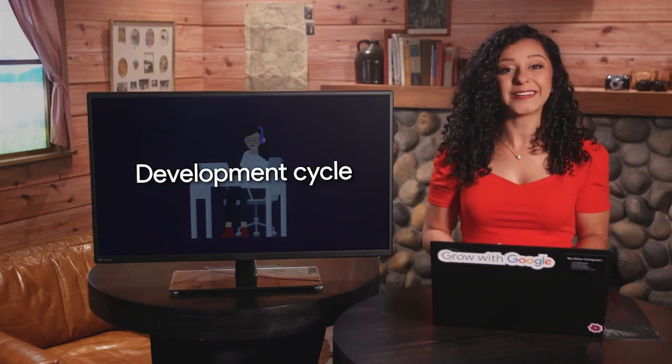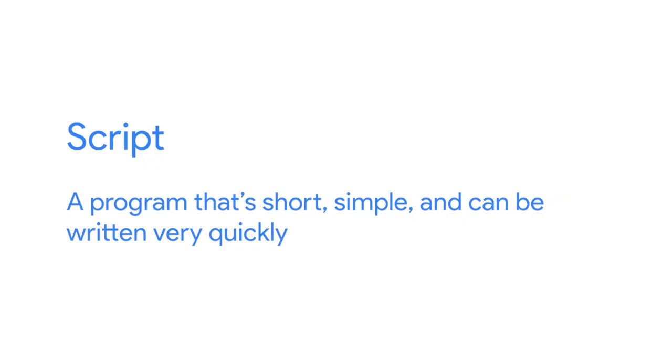Make sense? Before we continue, let's spend a moment on terminology. In the next few videos, you'll hear the term script being used a bunch. So what's the difference between a script and a program? The line between the two can be a bit blurry, and in this course, we'll use the terms interchangeably. In general, you can think of scripts as programs with a short development cycle that can be created and deployed rapidly. In other words, a script is a program that is short, simple, and can be written very quickly.